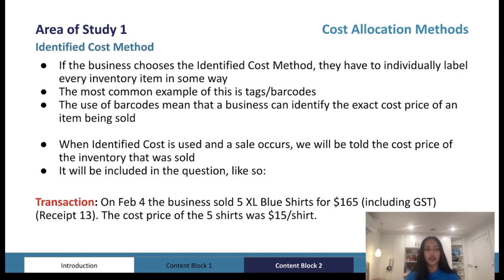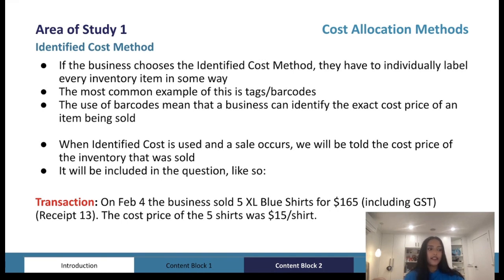And so for that particular sale, you'll record the cost price at $15 instead of trying to guess the cost price, because obviously in your inventory card you have multiple batches of inventory, so you're not too sure about which batch. But if you have barcodes, you can actually accurately tell what the cost price is.